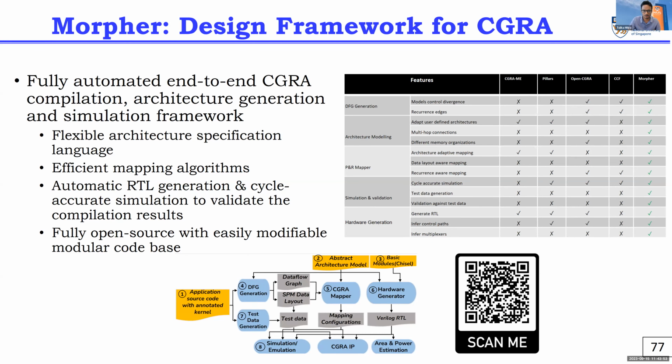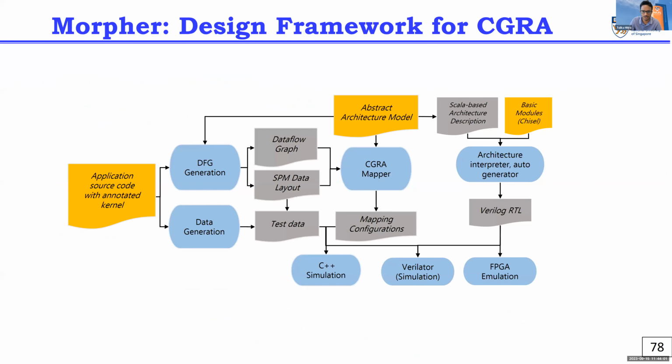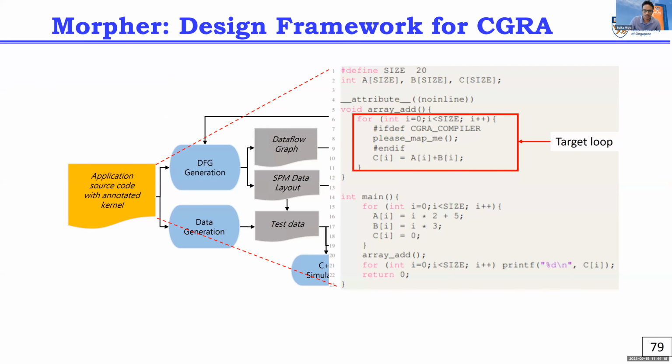So this toolchain is open source. You can scan this QR code in order to locate the repository. So let me go into the details of the toolchain. These are the main components of the toolchain. The yellow components are the inputs. So we have 3 inputs, and I will go into the details of them. The gray components are the intermediate results, and the blue components are the main functional components in the framework.